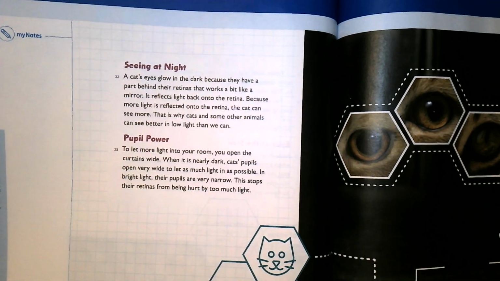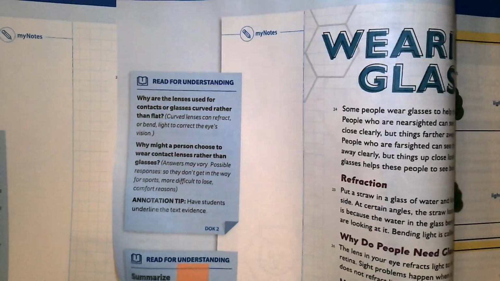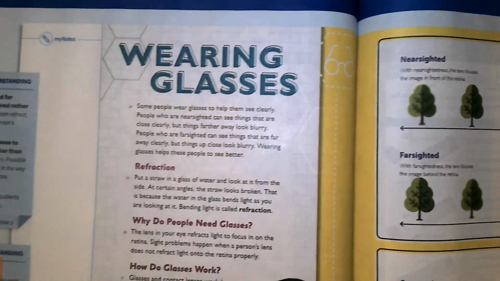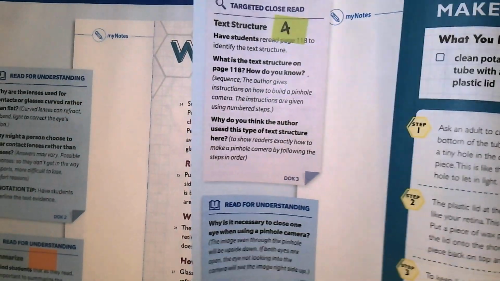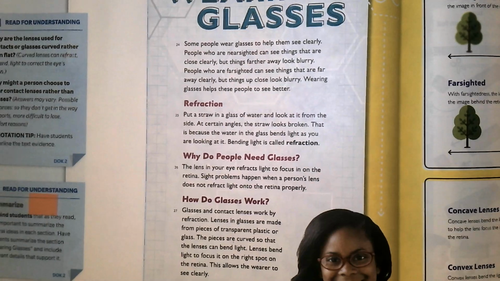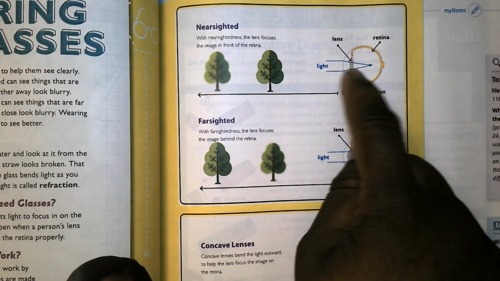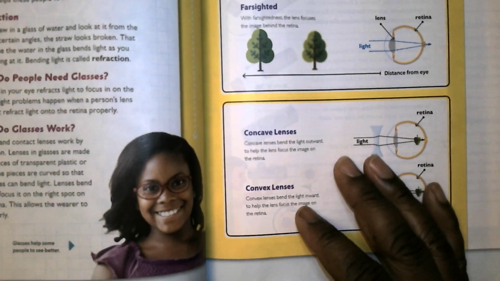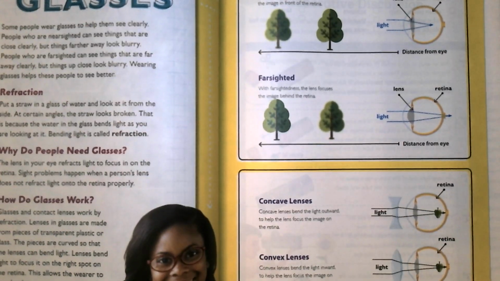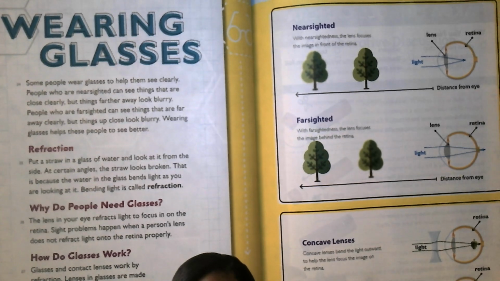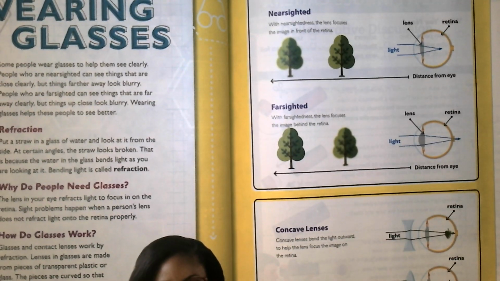And it keeps going. And then also you will read wearing glasses. Okay? And then find the central idea after you've read that. And be sure that you're looking at the graphics, especially the diagrams, to help you understand a little bit more about how the eye works and what happens when it's not functioning properly, which would cause people in some cases to have to wear contacts or eyeglasses, and how they work.